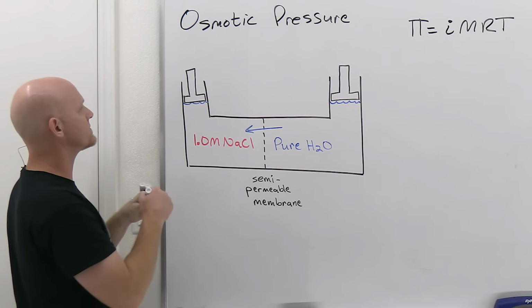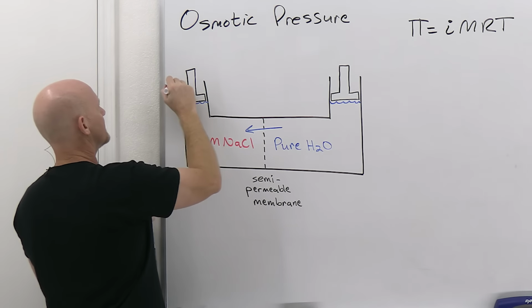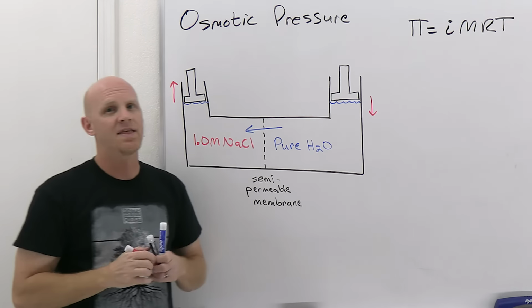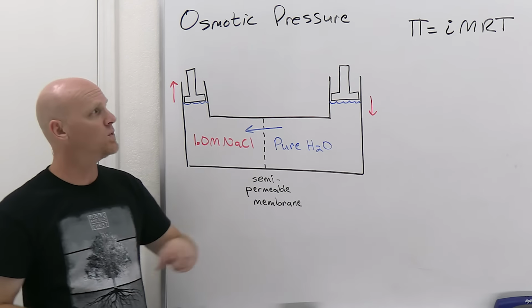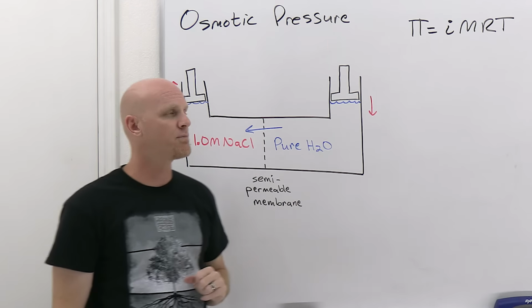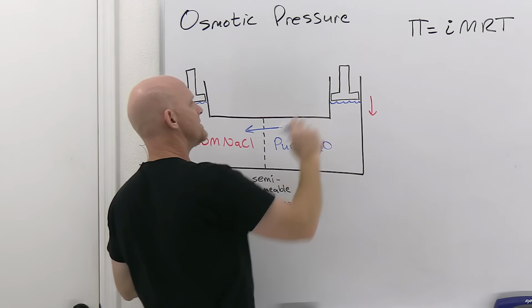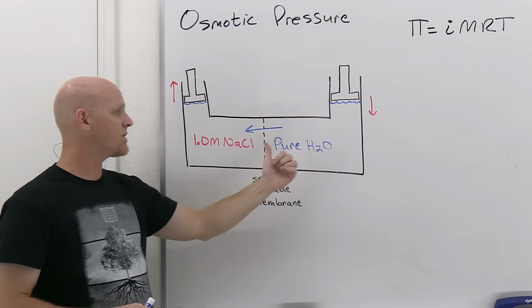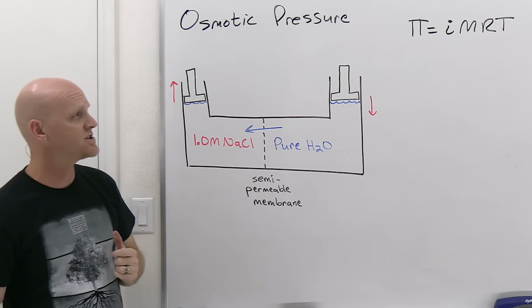All right, as the water wants to travel from right to left, what we're going to find is that the piston over here is going to want to rise, and the piston over here is going to want to drop. And the pressure I need to exert to keep that from happening is equal to the osmotic pressure. So whatever pressure I have to push down on this side and pull up on this side, whatever pressure total that is, would equal the osmotic pressure, which is generated just due to the fact that water wants to travel a certain direction in this case.